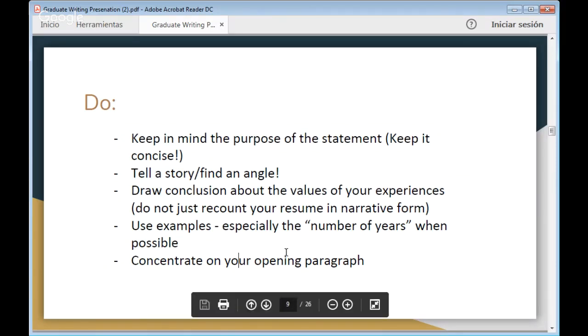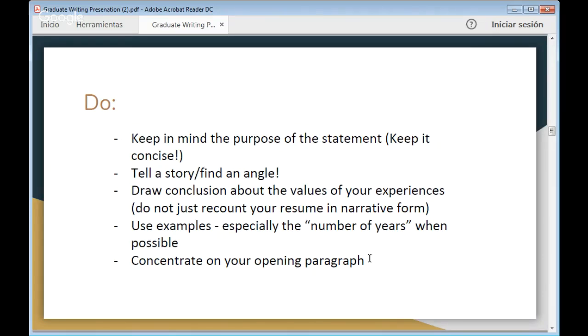And concentrate on your opening paragraph. The opening paragraph is what's going to draw the admissions counselor in and hook them and make sure that they're grabbing to the admissions counselor.